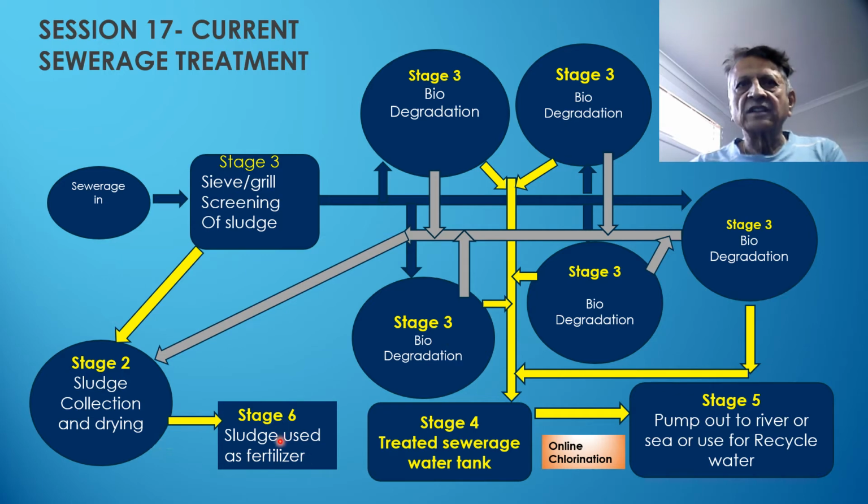The sludge that comes from stage 2 here goes into stage 6. This is where the sludge is usually heated up to a very high temperature, so that all the dangerous bacteria are killed, and so that it can be packed up in bags and sold in the market.